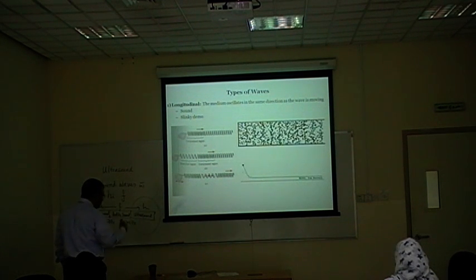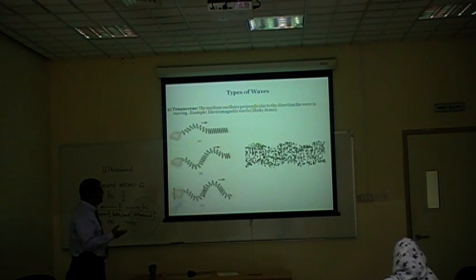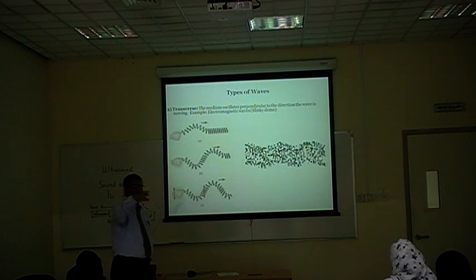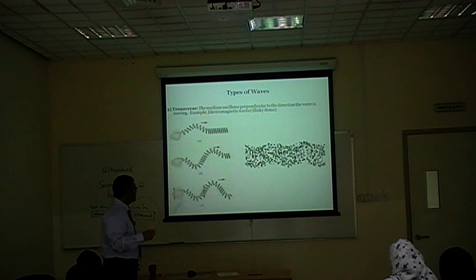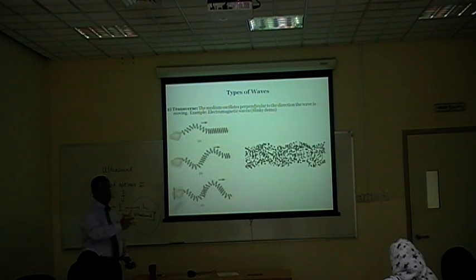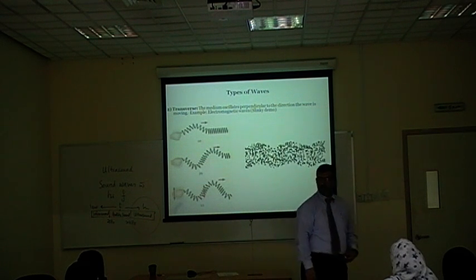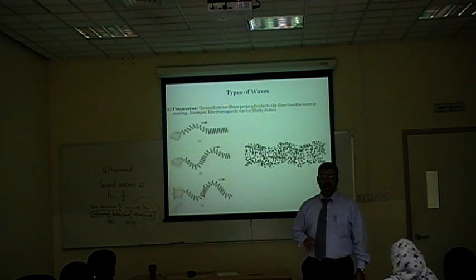Then we have the second type, which is the transverse waves. As you can see, the motion of the particles is perpendicular to the motion of the wave. So the wave is traveling along this axis, and the particles are vibrating perpendicular to it. So these are the two types of waves, longitudinal and transverse. Can somebody define them very quickly for me? What's the difference between longitudinal and transverse waves? The particles move along the line of the motion. Okay, motion, and?